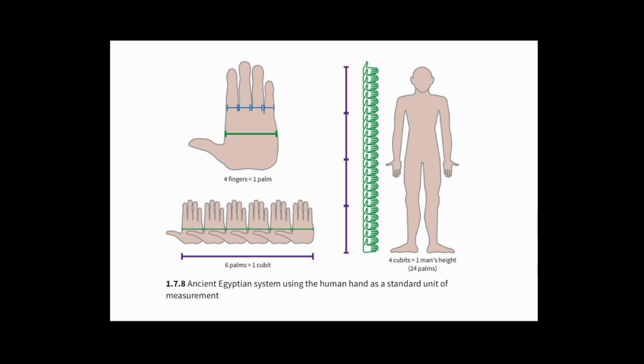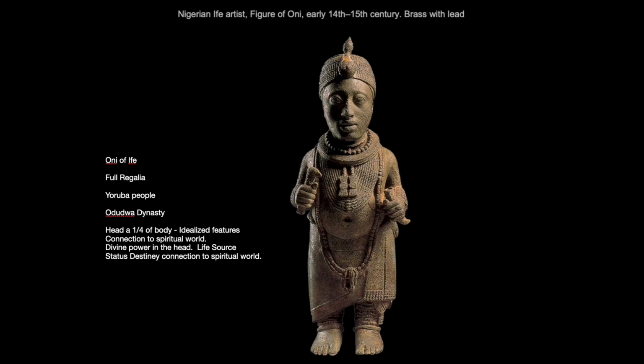The ancient Greeks investigated the mathematical basis of beauty and ideal proportion. To them, these proportions embodied the perfection of the god. So we'll see in ancient Greece their proportion system as well. This is the Nigerian Ife artist, the figure of Oni, 14th, 15th century, brass with lead. This is a king of the Yoruba people, Odudugbe dynasty, presented in full regalia, so all the kingly amenities.